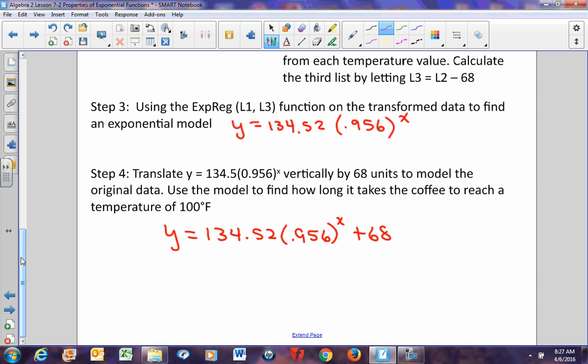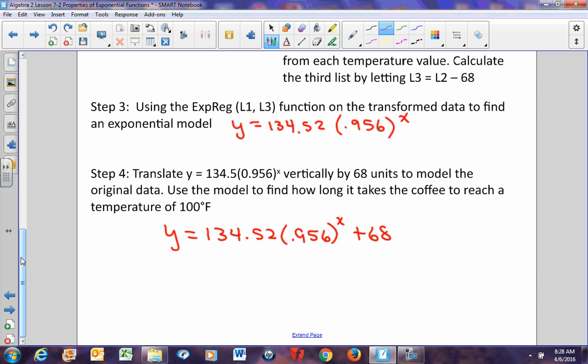Okay, so once I put this in my graph, I'm going to graph just that equation, the one that I actually truncated, made it shorter, just because it's going to fit in nicely. So I'm going to put in my graph y equals 134.52 times 0.956 to the x power plus 68. It may or may not show up on my graph. I really don't care. I can change my window if I wanted it to show up on the graph. But I really want my table. So I'm going to pull up my table at this point in time.